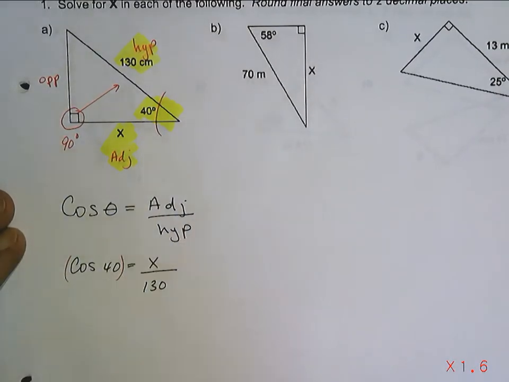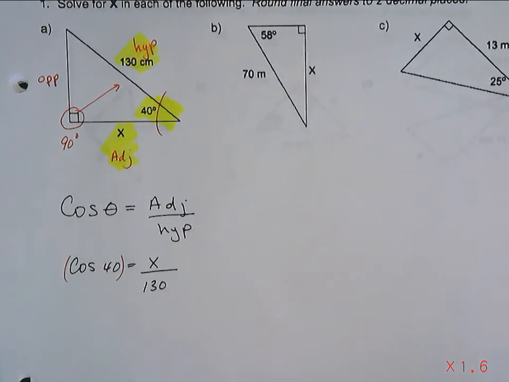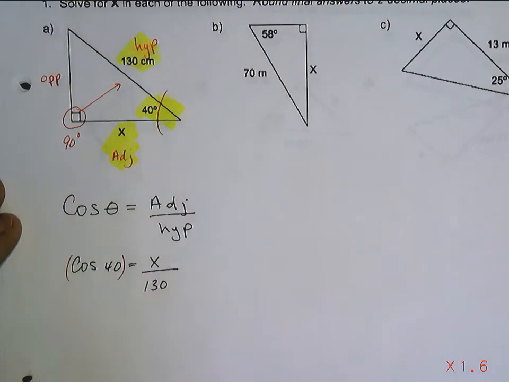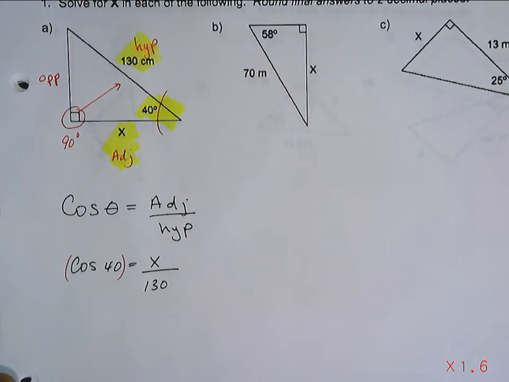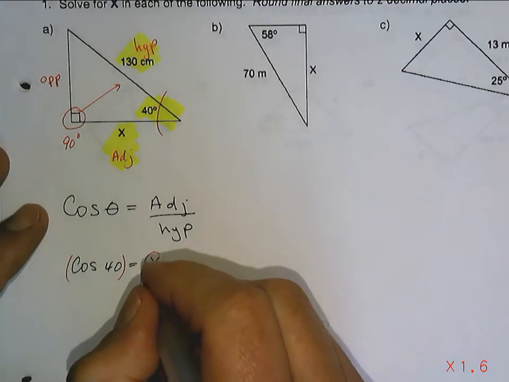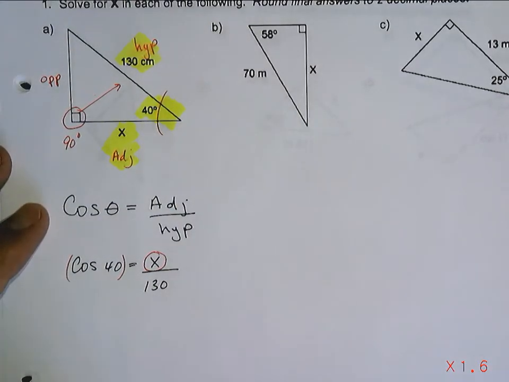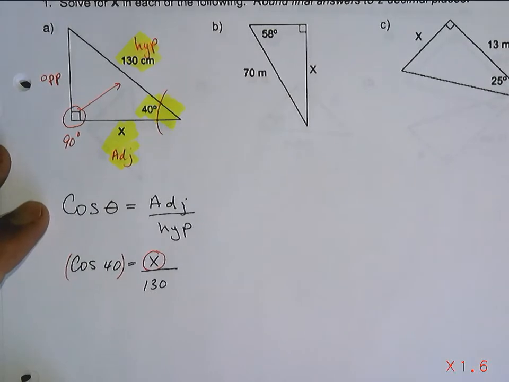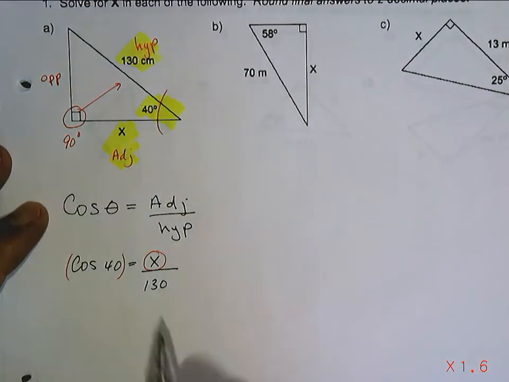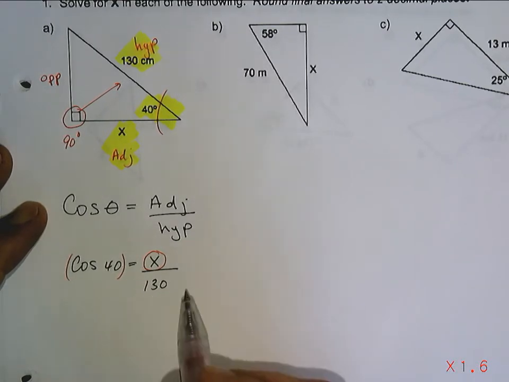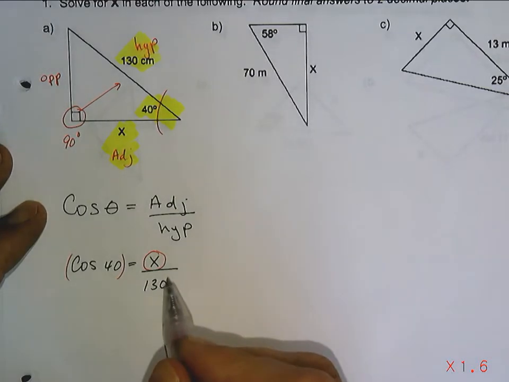Let's look at this for a minute. This is simply a decimal. Cos of 40 is a decimal number. This is a number, and this is an unknown. I want to solve for x. In other words, I want to isolate x. I want to get x all by itself. How am I going to do that? Well, what is the 130 doing to the x? It's dividing by x. So if I was to multiply 130 on this side, it would get rid of the division of 130. Would you agree?